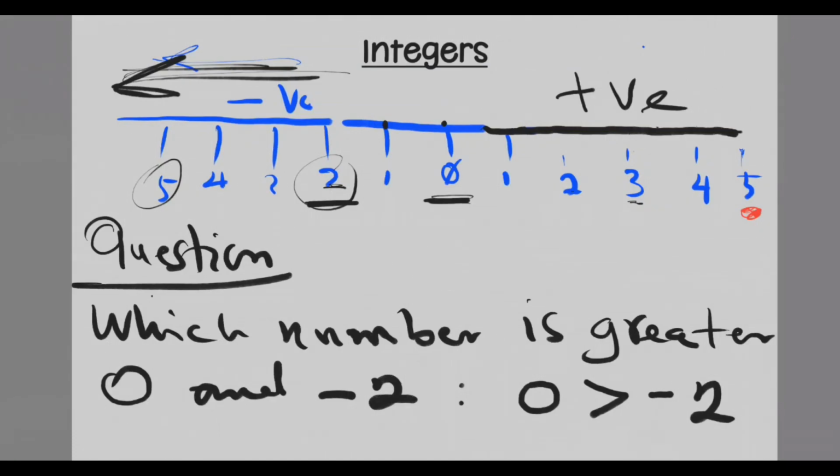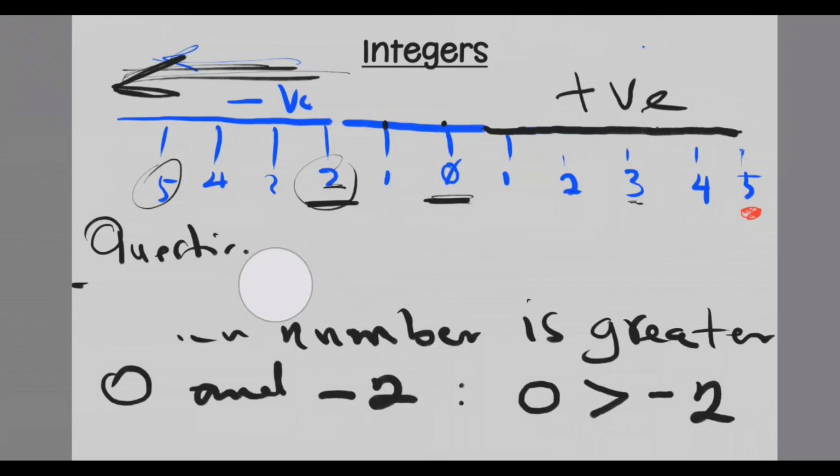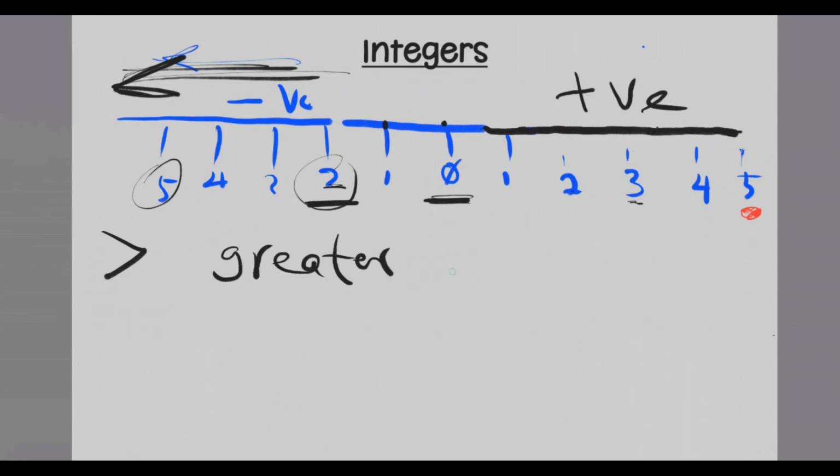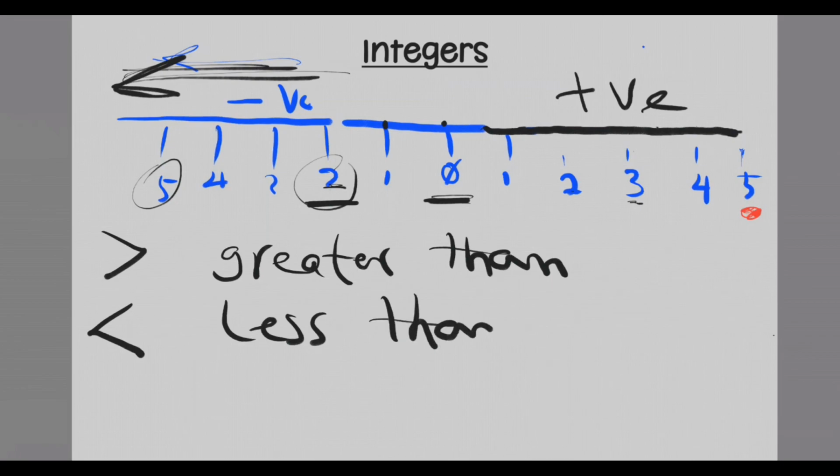One thing you're going to see a lot when we're talking about integers is signs. You're going to see signs like this. I briefly introduced this sign so that you can start thinking about it. We have this sign which means greater than. You're going to see this sign which means less than. You're going to see another sign like this which means equal to.